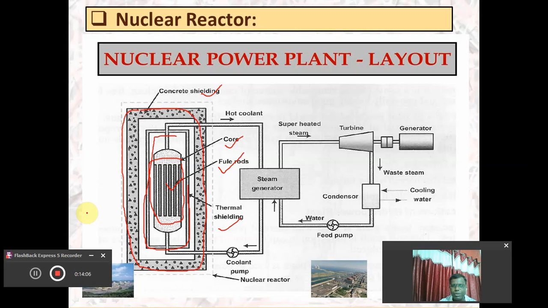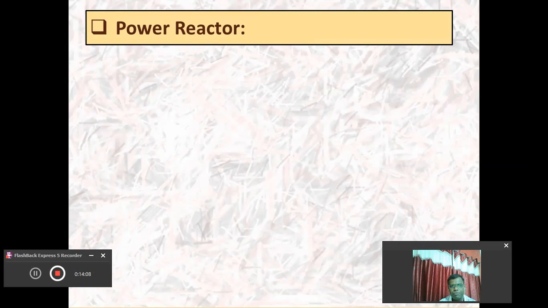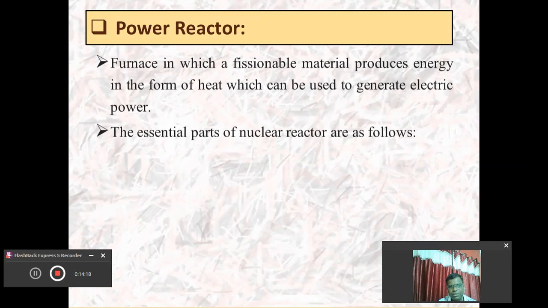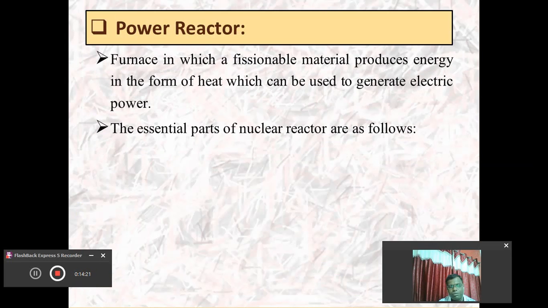Dear friends, today, based upon the same, we are going to discuss the next or the same topic, just like the nuclear reactor. Nuclear reactor and power reactor are not too much different. You have to understand this. Actually, what is a nuclear reactor? A nuclear reactor is the device in which nuclear energy is obtained during nuclear fission in a controlled manner.